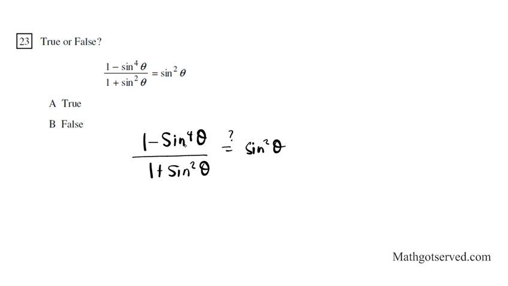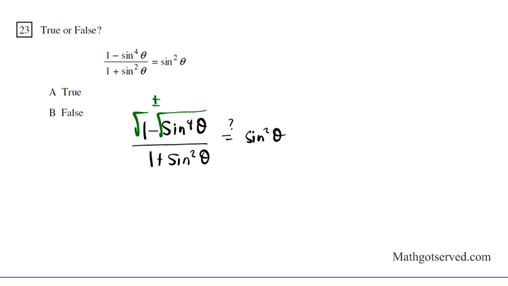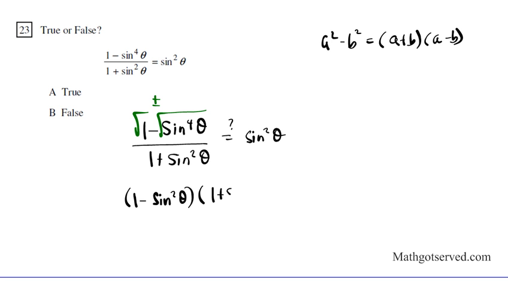Since there's a difference of squares on the top here, I can factor it by rooting the first and the last and adding and subtracting the roots, okay? Because I know that a squared minus b squared equals a plus b times a minus b. So this one becomes 1 minus sine squared theta times 1 plus sine squared theta divided by 1 plus sine squared theta.